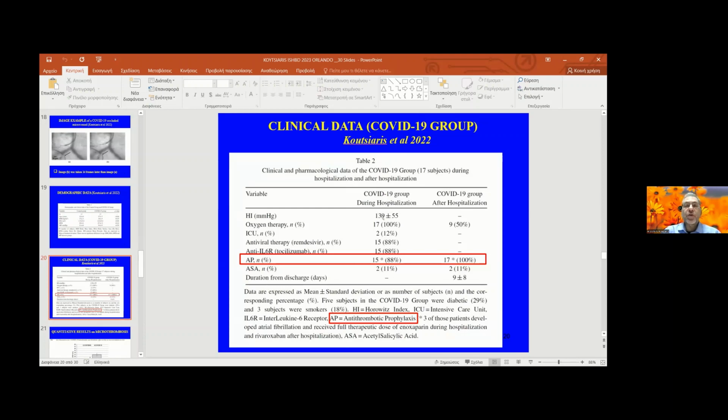As you can see, during hospitalization, all patients had a Horowitz index less than 300. They all had oxygen therapy, and most of them had antiviral therapy and antithrombotic prophylaxis, which is in the red box. After hospitalization, 50% of the patients continued to receive oxygen therapy and 100% continued to receive antithrombotic prophylaxis. We measured here after hospitalization, and I'm going to show you now our results.